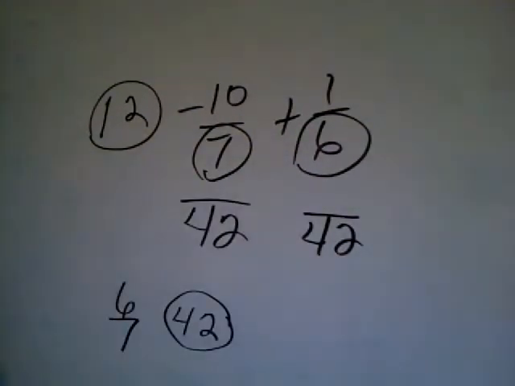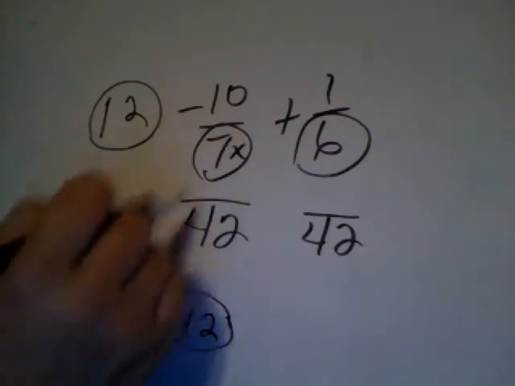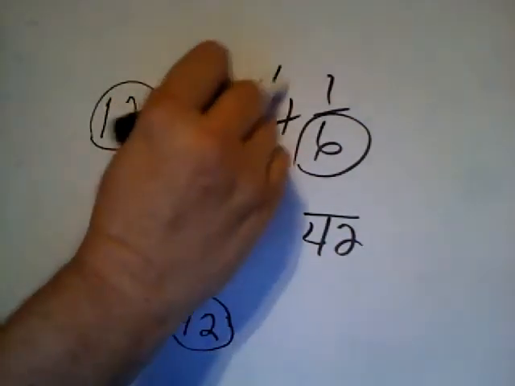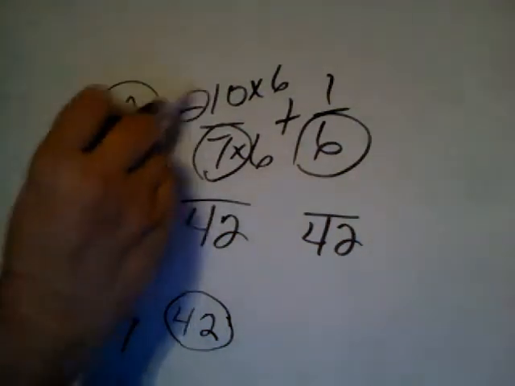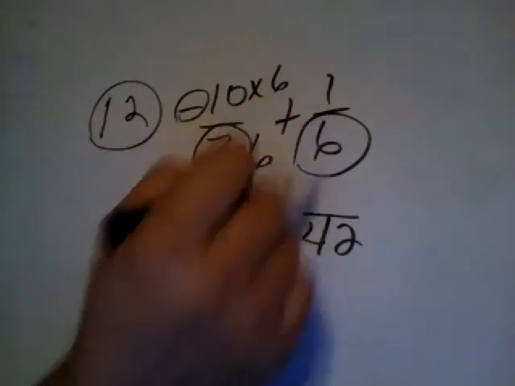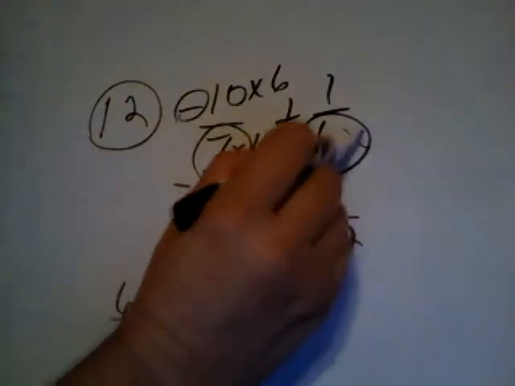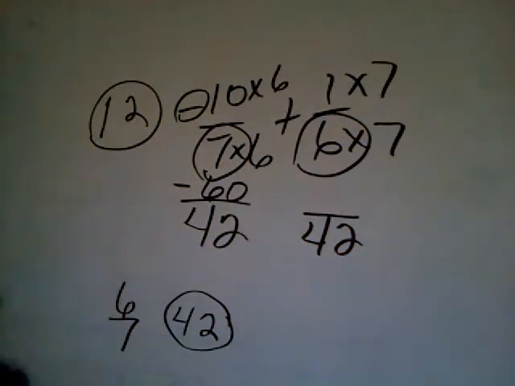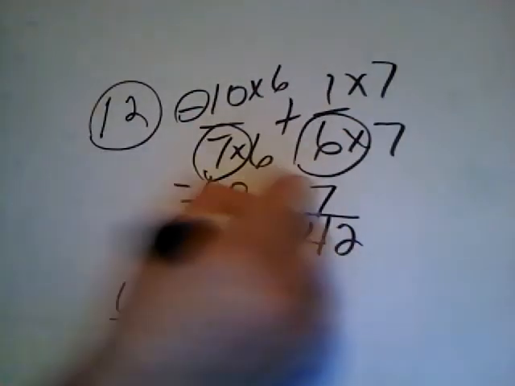Then I have to ask myself, how did I get from 7 to 42? I multiplied by 6. If I do it to the top, I have to do it to the bottom. Now make sure you don't lose your negative sign, minus 60. How did I get from 6 to 42? I multiply by 7. If I do it to the bottom, I have to do it to the top. 7 times 1 is 7.